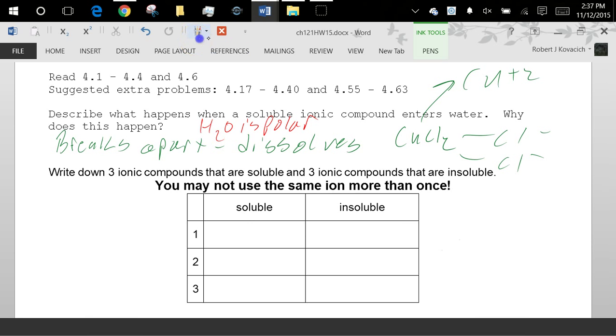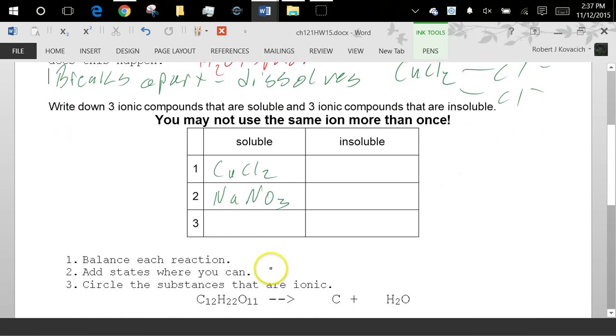Okay, somebody give me an ionic compound that's soluble. CuCl2. Perfect. Okay, how about another one that doesn't have copper or chloride in it? Sodium nitrate. Perfect. Something else? Potassium phosphate.